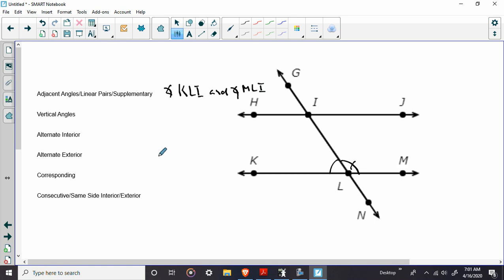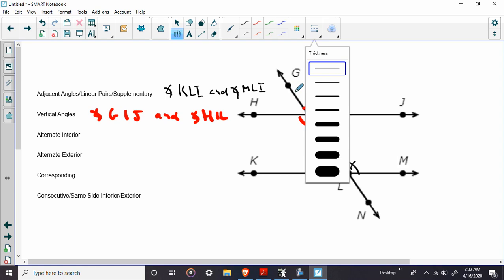Good. I'm looking for a pair of vertical angles. So I'm going to say, well, I don't know, these two right here. So I will say angle GIJ and angle HIL.